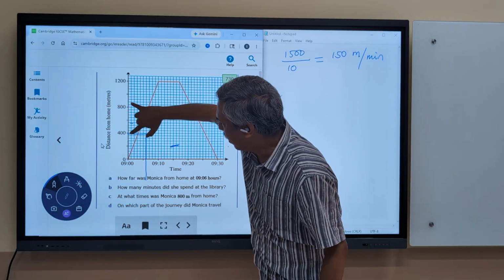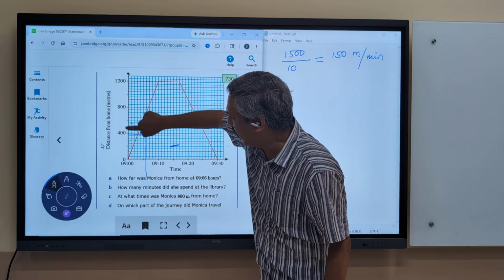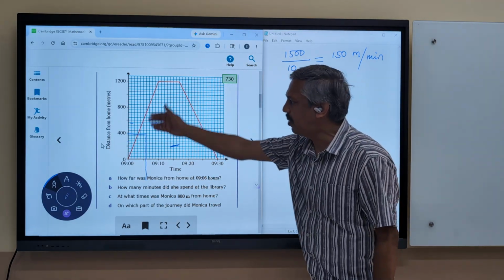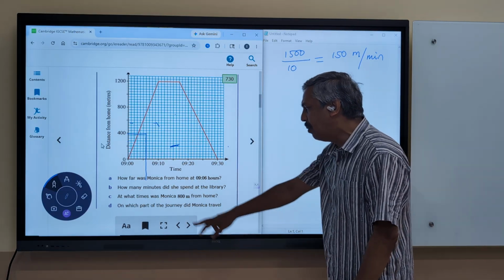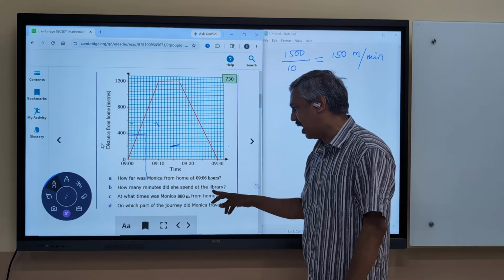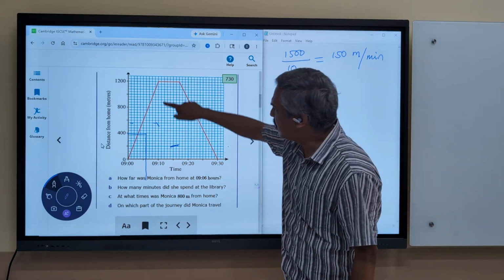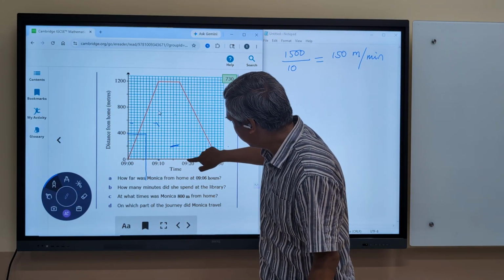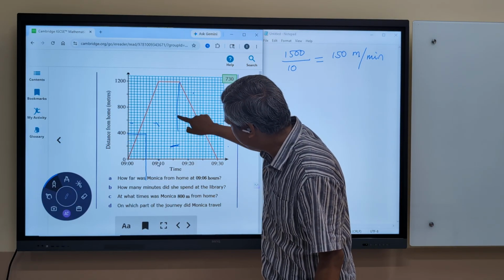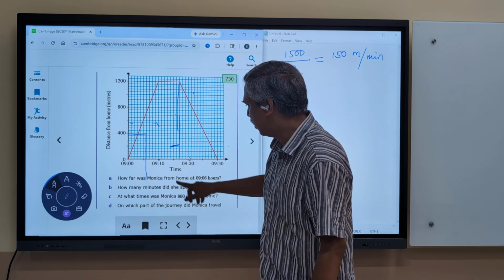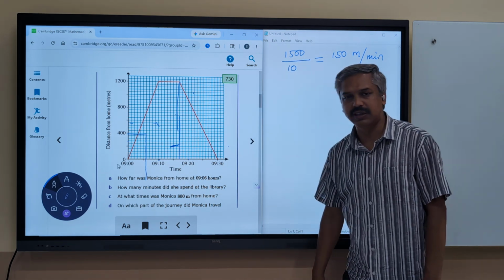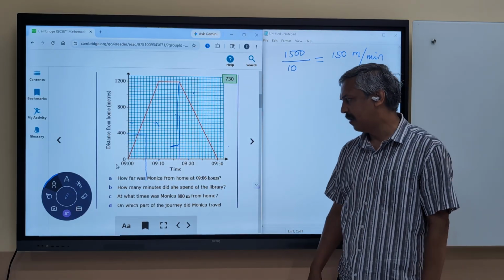From 400 to 800 is 200 and there are 10 divisions, so each division is 20. So you just count and we get 660 here. How many minutes did she spend at the library? She spent, I think, from here to here. So this is 10, 15, 16, 17, 7 minutes. She spent 7 minutes at the library.